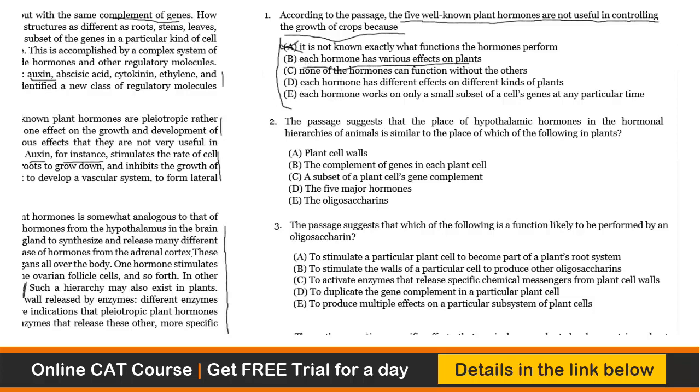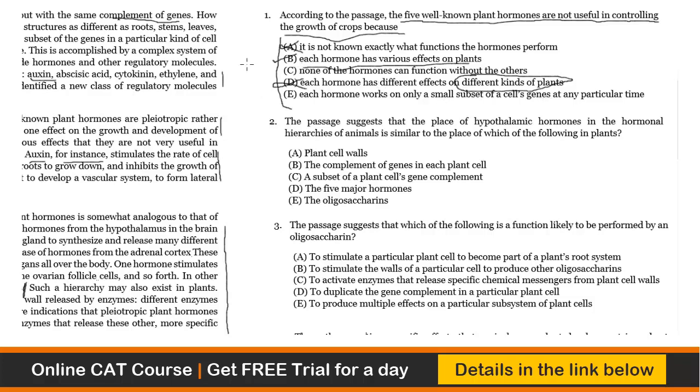And then D says each hormone has different effects on different kinds. Now this is where you say that no, this is something which is not in the correct place. Each hormone has a function, but different effects on different kinds. This is not clear to us. So D can be ruled out and B can be selected if you compare between B and D. C says none of the hormones can function without the others. Now this is again not given. So when something is not given, there is no need for you to worry about it. Each hormone works on a small subset.